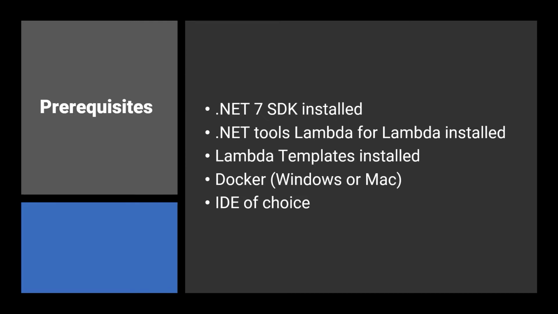We're going to have the .NET Tools for Lambda installed. You're going to have the Lambda Templates installed. And if you are not developing your Lambda functions on a system that's running Amazon Linux 2, then you need to have Docker installed. And of course, you're going to have an IDE of choice installed so you can actually edit your code.